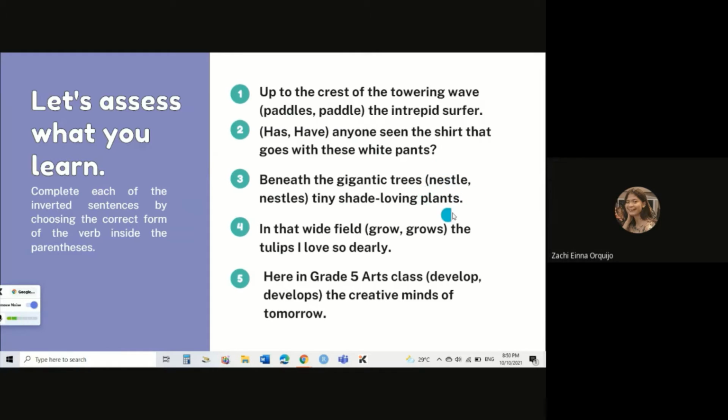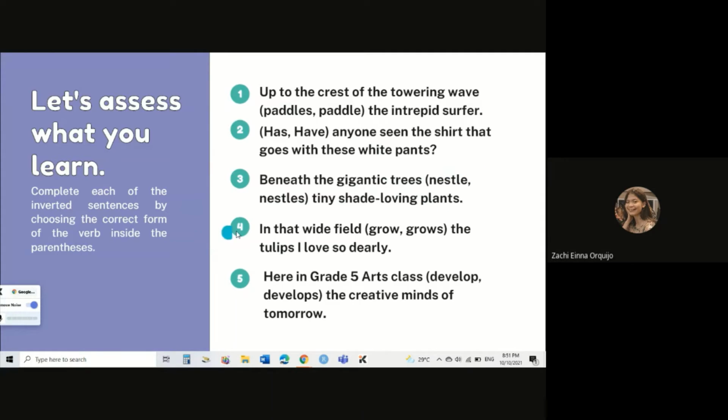Kasi plural yung subject natin. So, dapat plural din yung verb natin. So, beneath the gigantic trees, nestle tiny shade-loving plants. So, pag ginawa natin siyang normal order, which is yung mauuna yung subject bago yung verb, so para siyang ganito, tiny shade-loving plants nestle beneath the gigantic trees. Diba? So, tama, nag-a-agree yung subject sa verb na pinili natin.